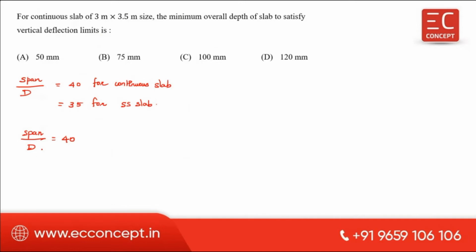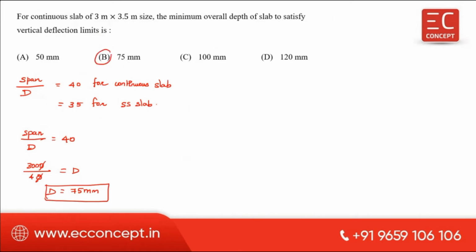So span is equal to, you have to take the minimum of these two, since the shorter direction only the maximum bending will happen. Therefore, you have to take 3000 divided by the depth. The depth that we need to calculate is equal to D. We cancel out these two. So the depth you are getting is equal to 75. So the answer for this question is 75 mm.